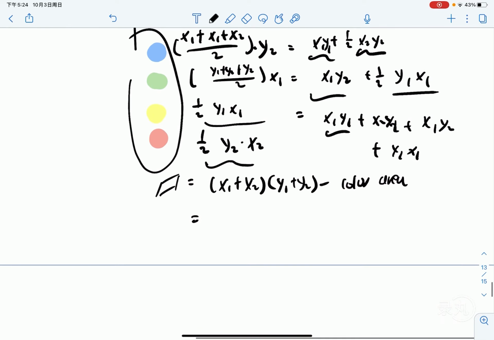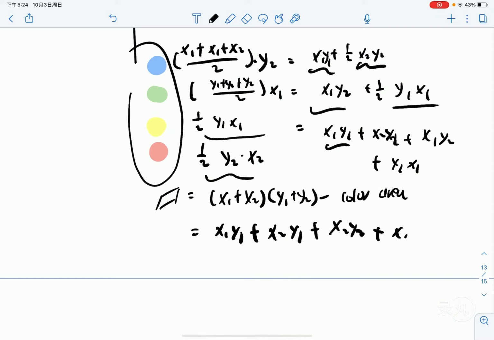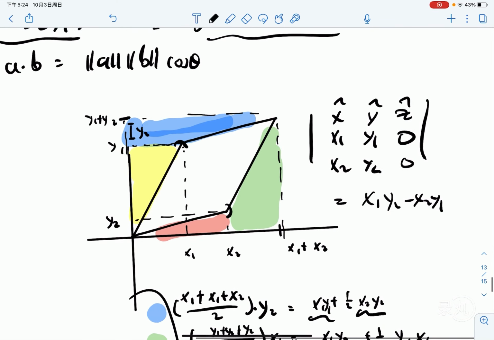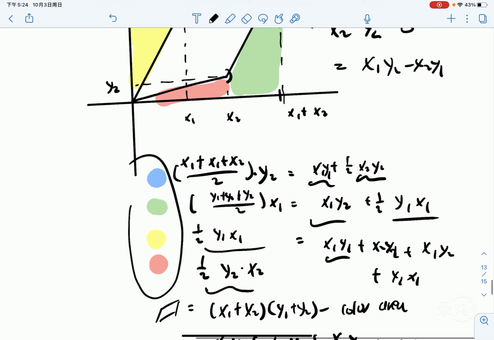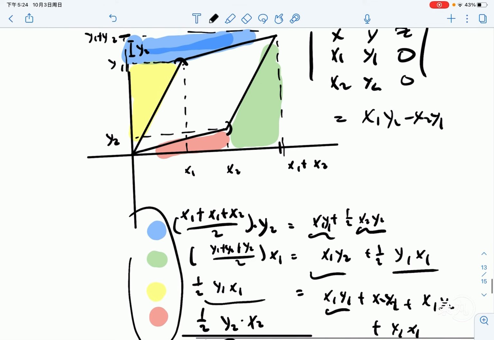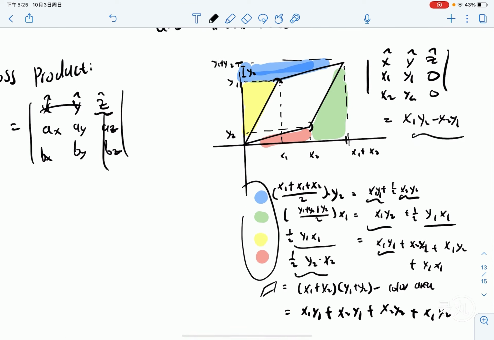And by expanding out, we have x1 y1 plus x2 y2 plus x2 y2 plus x1 y2, and this is difficult. I don't care about this anymore. If you find the correct error, you will get this.